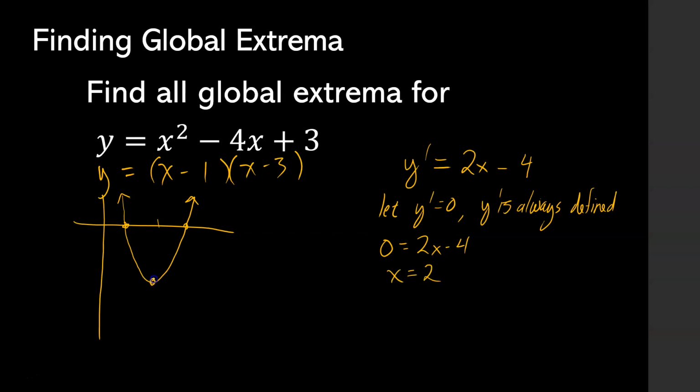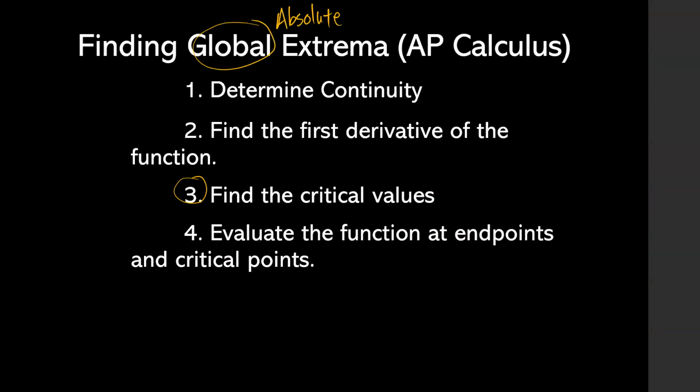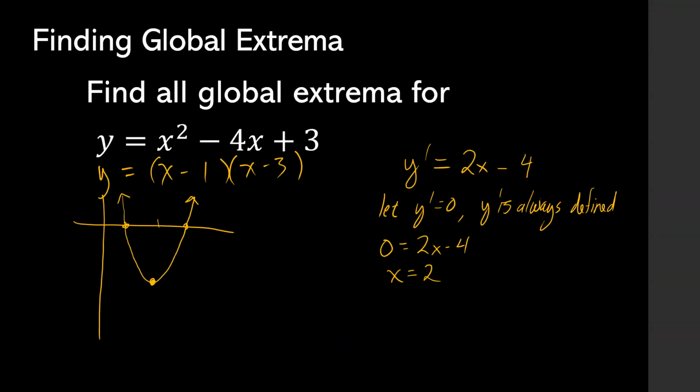So that means, with everything else we know, that this local minimum must occur at x equals 2. We're supposed to evaluate our function at endpoints and critical points. I guess we can only evaluate at the one critical point. So using x equals 2, y is equal to 2 squared minus 4 times 2 plus 3. Y is equal to negative 1.